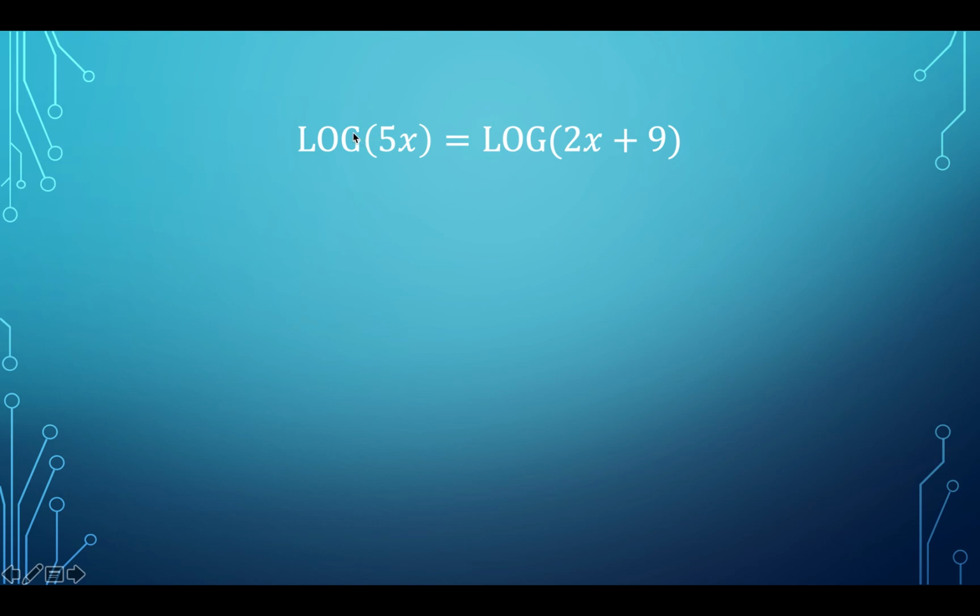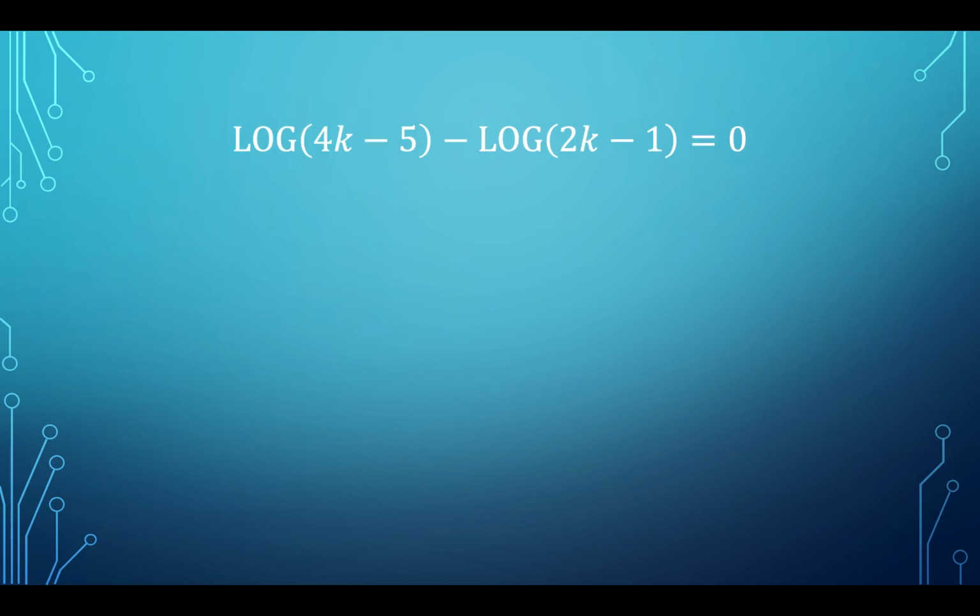So what we're going to do is basically get rid of the word log. So we're going to have 5x is equal to 2x plus 9. How do we solve for x? Well, we're going to combine like terms. So we're going to bring the 2x to the other side of the equal sign. When we subtract 2x, we have 3x is equal to 9. X is not by itself. We got to divide by 3. When we do that, we find x is equal to 3.